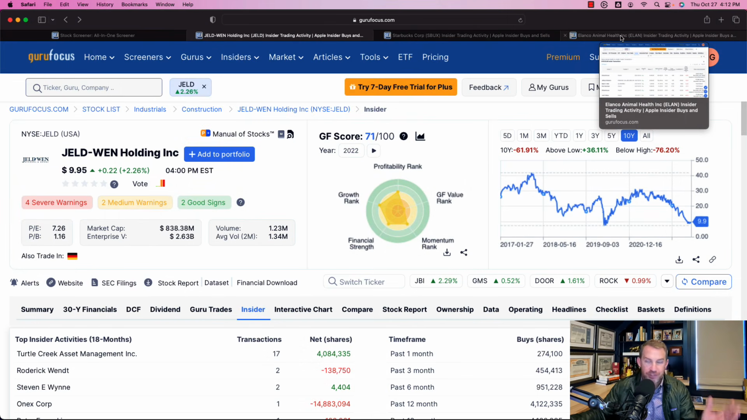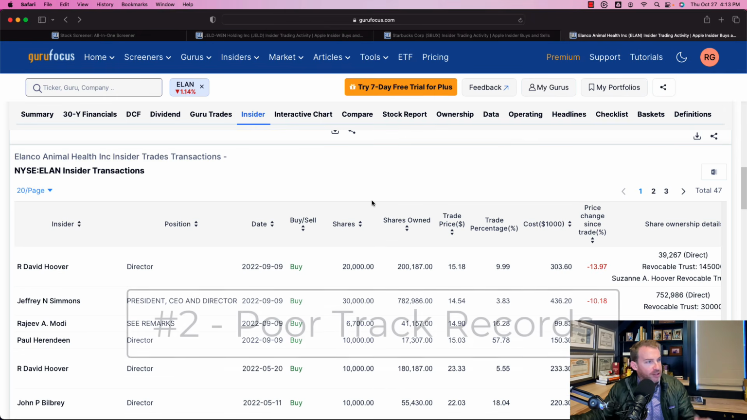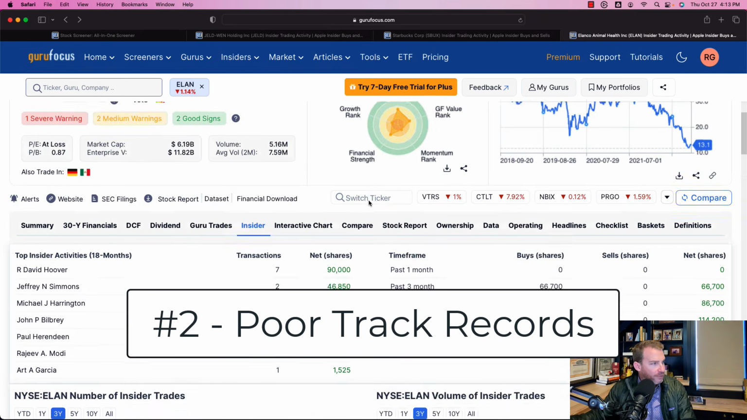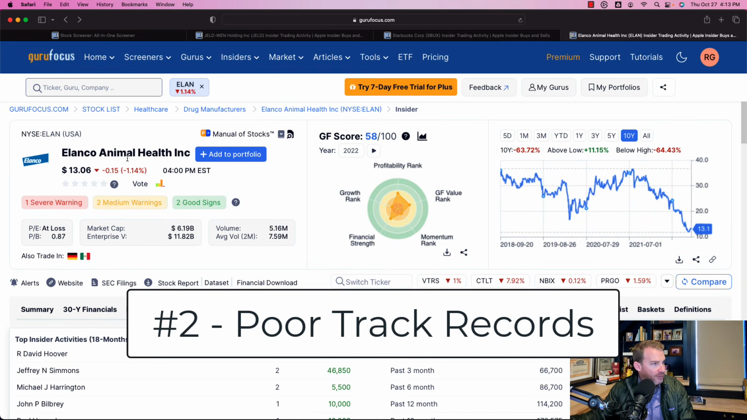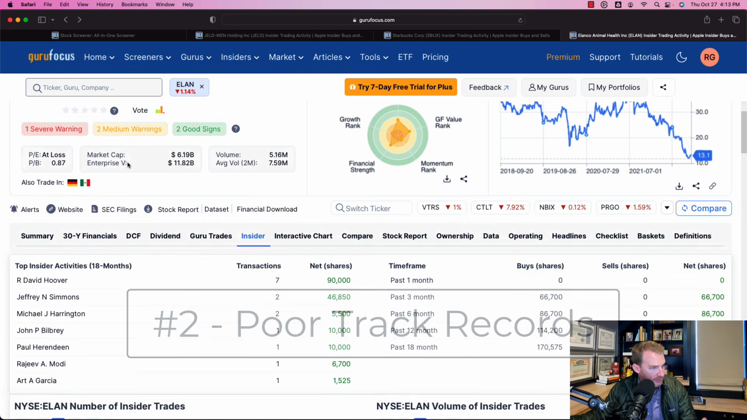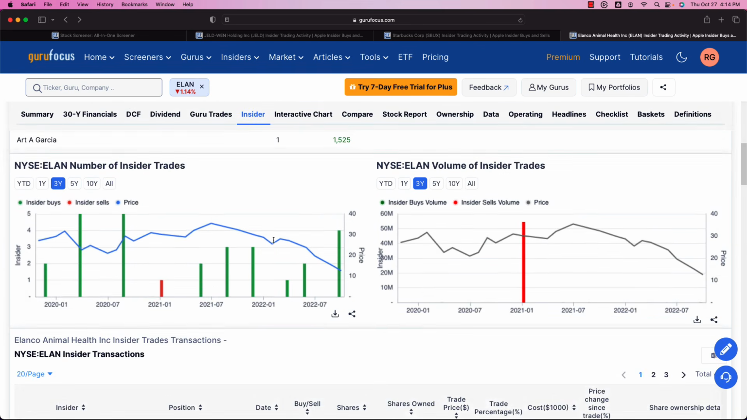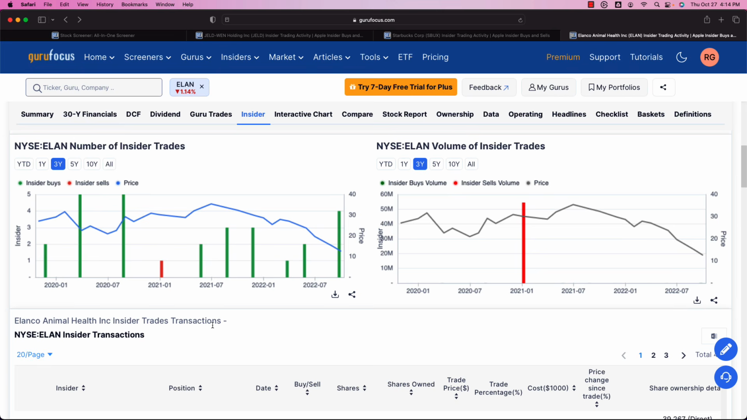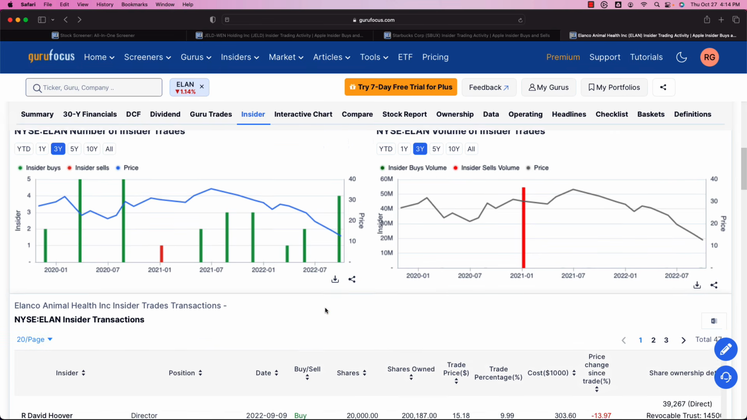Next would be those that just have poor track records. I found this one a few minutes ago. This is Elanco Animal Health. It came up on our scan, ticker symbol ELAN. Now, immediately we see probably not one we're going to take just because insiders buy the stock every couple of months in a fairly routine manner. Nothing setting off any alarm bells as opportune buying.